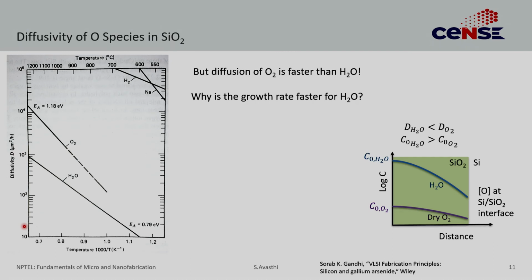So, there is one problem, however. You see, which diffuses faster, water or oxygen? If you go and look at the values, it turns out oxygen diffuses faster in silicon dioxide than water molecules. So, if that is the case, then how is it that wet oxidation grows faster than dry oxidation? If the problem is diffusion and diffusion of oxygen species is more, then the growth rate of oxidation with oxygen should also be higher, but that is not the case.